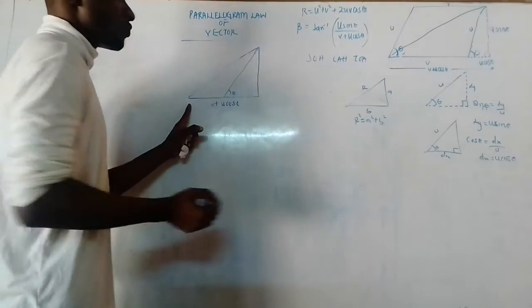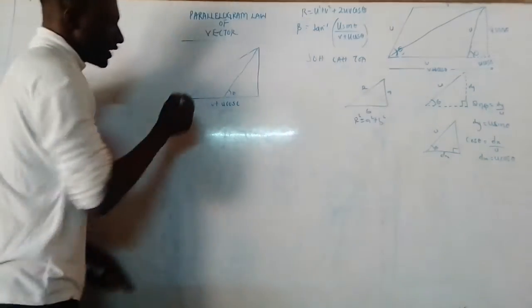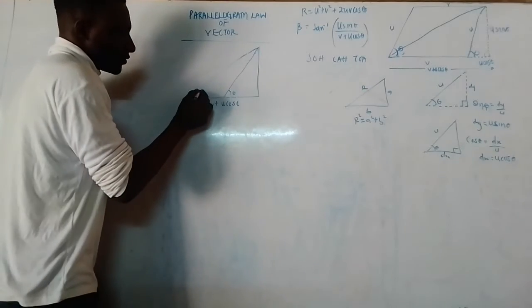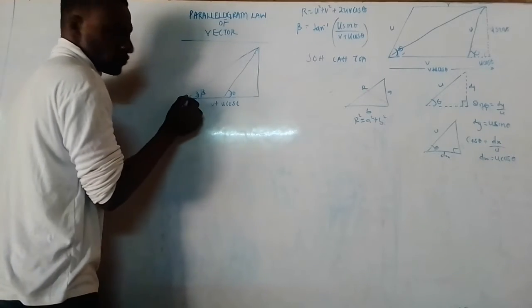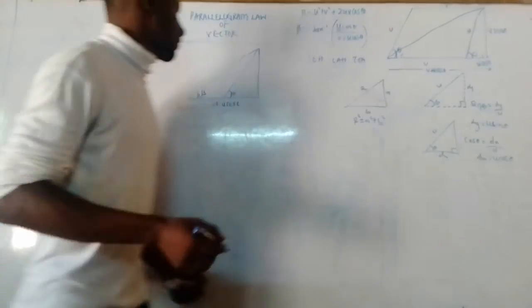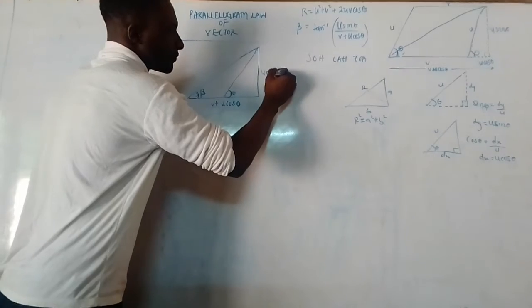But this place now won't be theta, because we split this theta into two. So let's label this place beta, and we can give this one alpha. It's not the same as this angle, because this one was split into two. Good. So this is U cos theta. Now what's this place? U sine theta.